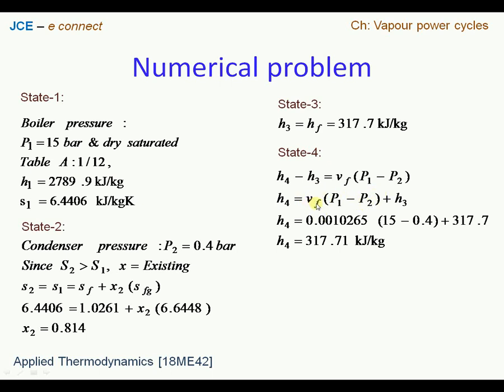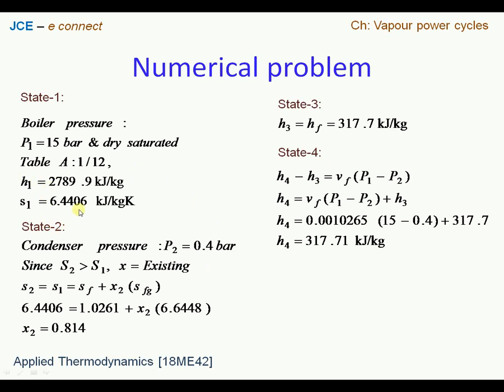So Vf from the data table we can make a note as shown here, and we know the boiler pressure as 15 and condenser pressure 0.4 bar, plus H3, which we have noted from the above from the hf value as 317.7. From solving this we arrive at 317.71 kilojoule per kg. So now we have all the enthalpy values.